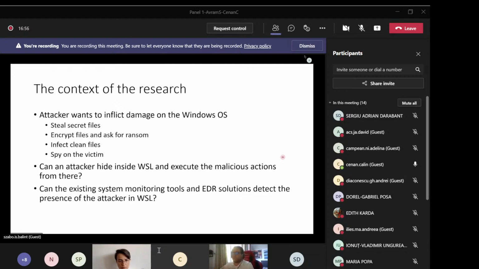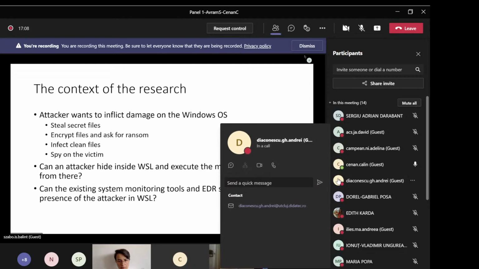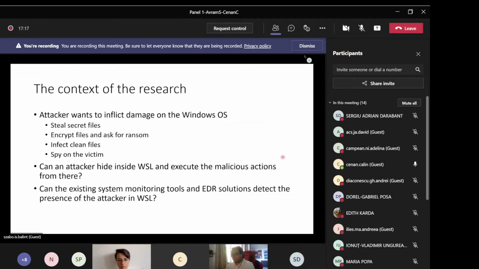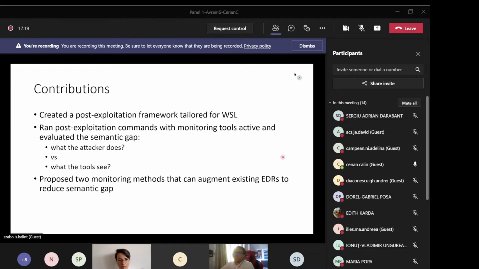So in the context of our research, the attacker wants to inflict damage on the Windows operating system, to steal files, to encrypt files, to spy on the victim. And the fundamental questions that we asked ourselves are, can an attacker hide inside WSL and execute malicious commands from there? And if so, can existing system monitoring tools and antiviruses detect the presence of an attacker inside the WSL?